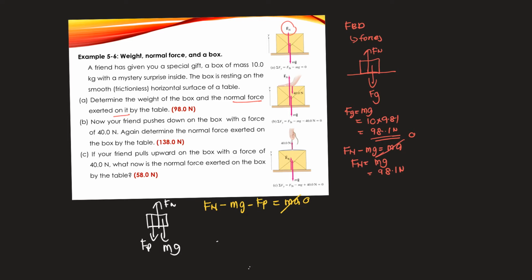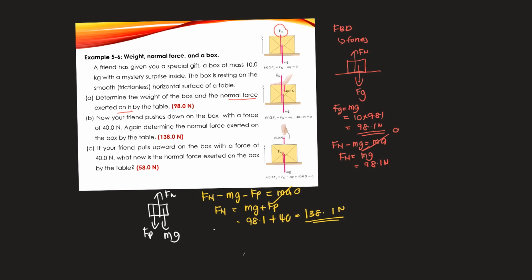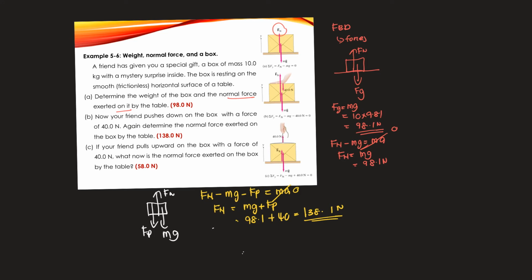So Fn minus mg minus Fp equals 0. Therefore, since the question asks you to find Fn, it means Fn equals Fg plus Fp. So 98.1 plus 40 Newton, then you're going to get 138.1 Newton. Make sure that you start with the FBD first, free body diagram, then you come up with the equation. Okay, next one. Your friend now pulls upward on the box with a force of 40 Newton, what now is the normal force?